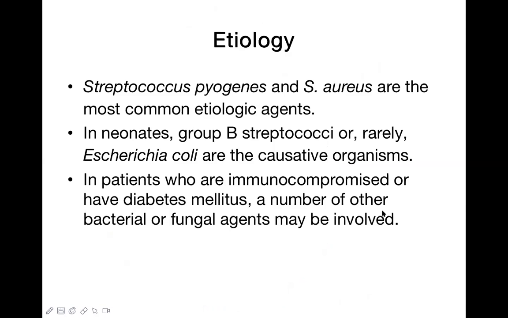Now, the etiology is the same organisms. Most of the skin infections are caused by these two organisms, Staph aureus and Streptococcus pyogenes. In neonates, though, we have a separate type of organism like GBS or group B Streptococci, also known as Streptococcus agalactiae, and even E. coli are the causative agent. In patients who are immunocompromised, like diabetics, a number of bacterial or fungal agents may be involved. There may be a mixed type of organism.